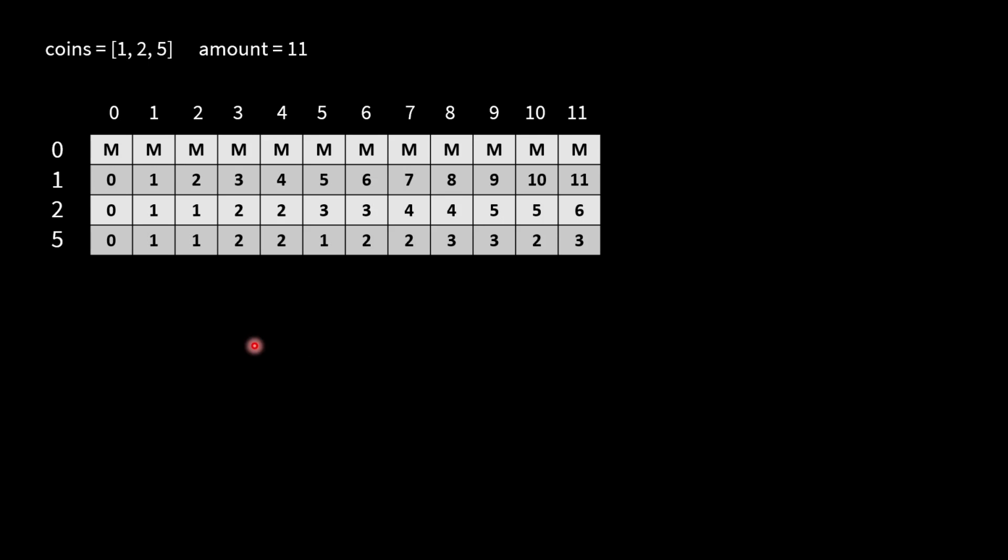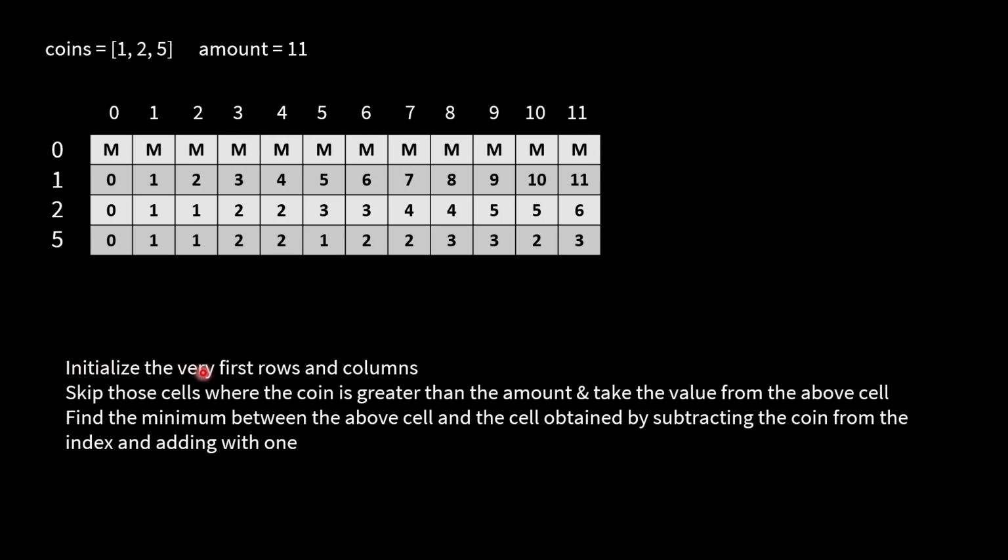Thus we solve this problem, and let's have a look at the key points we found from this solution approach. That means we need to initialize the very first rows and columns. We skip those cells where the coin is greater than the amount, and simply take the value from the above cell. For other cells we find the minimum between the value of the cell right above and the cell obtained by subtracting the coin value from the corresponding index and adding 1 with that value, and at last the very last cell gave us the answer.